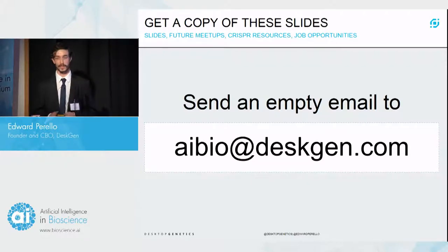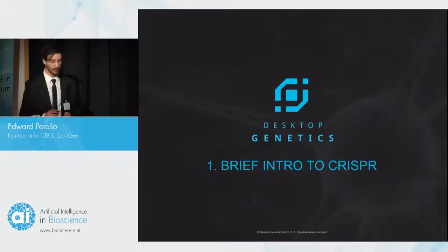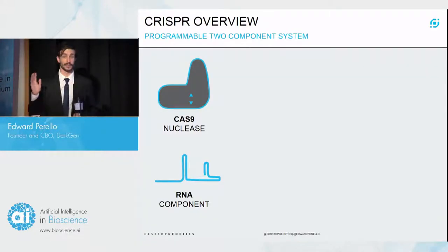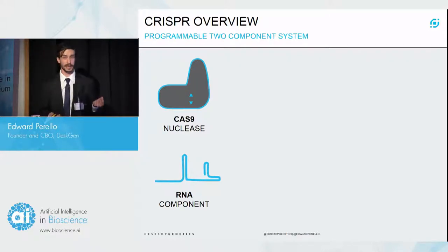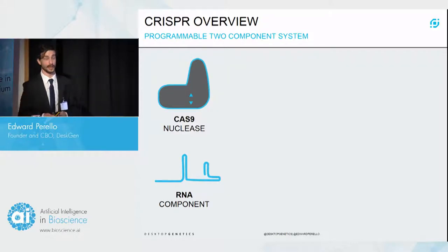So, a brief intro to CRISPR. Effectively, you're looking at a two-component system which is used to chop up and repair DNA. You have the first component, the Cas9 nuclease. This is the enzyme that cuts the DNA, but alone it cannot really find where to cut. And so the second component is this RNA, or guide RNA, otherwise known as a guide.